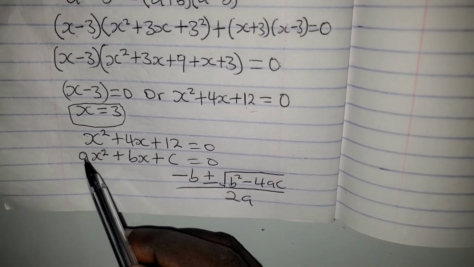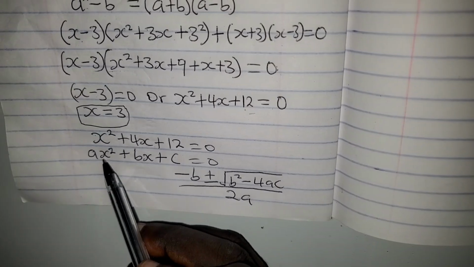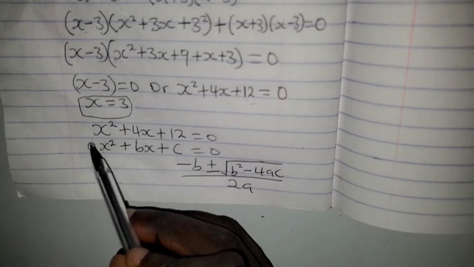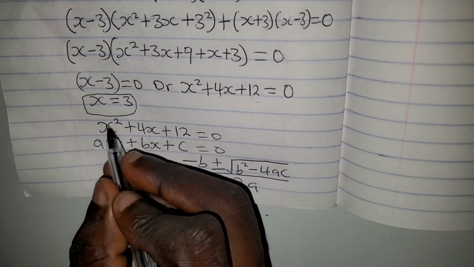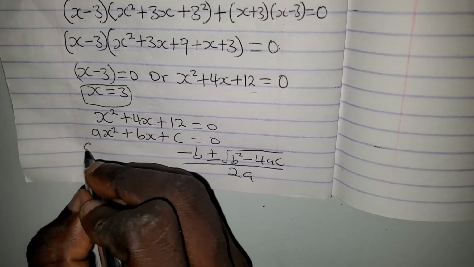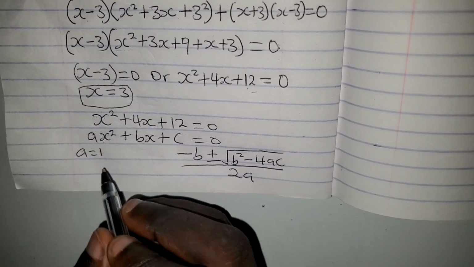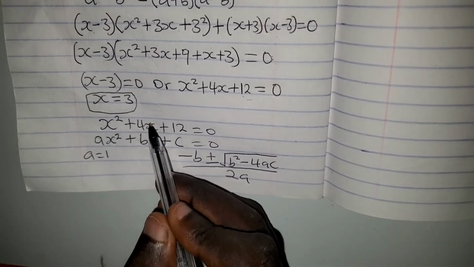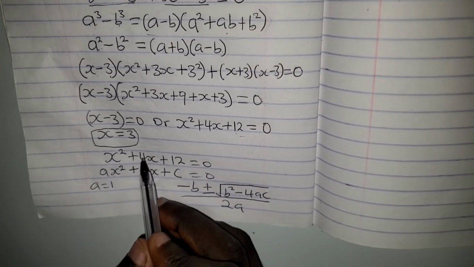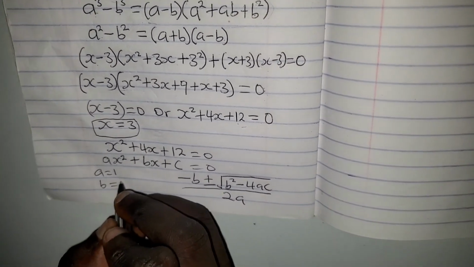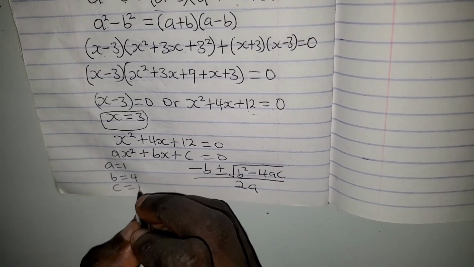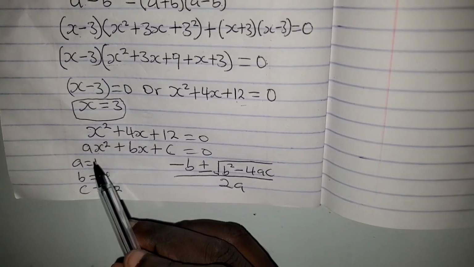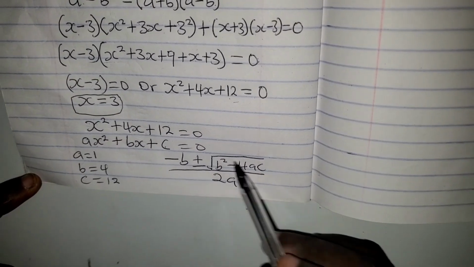If I compare this, this x squared with this x squared, the value of my a here is the coefficient of x squared. So what is the coefficient of x squared here? It is 1. That is my a equals 1. And my b, this x, this x, so my b will be equal to 4. B equals 4. And my c is equal to what? 12. C equals 12.